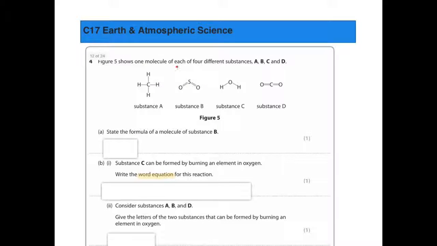Figure 5 shows one molecule of each of four different substances, A, B, C, and D. These are all simple molecules. So we have methane, sulfur dioxide, water, and carbon dioxide. State the formula of molecule of substance B. So this would be CH4, this would be H2O, this would be CO2, so this would be SO2, sulfur dioxide.